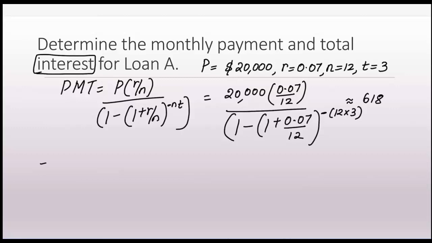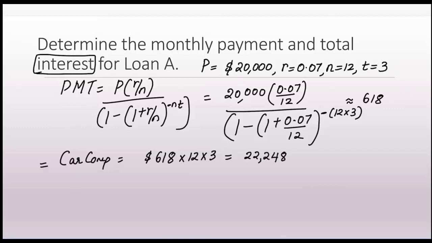They're asking me to find the interest for loan A as well. To find the interest, I have to see how much I paid to the car company. Remember, I pay $618 every month for 3 years. When I calculate this in Desmos, I end up with $22,248. This is the amount I pay them over the 3-year time period.